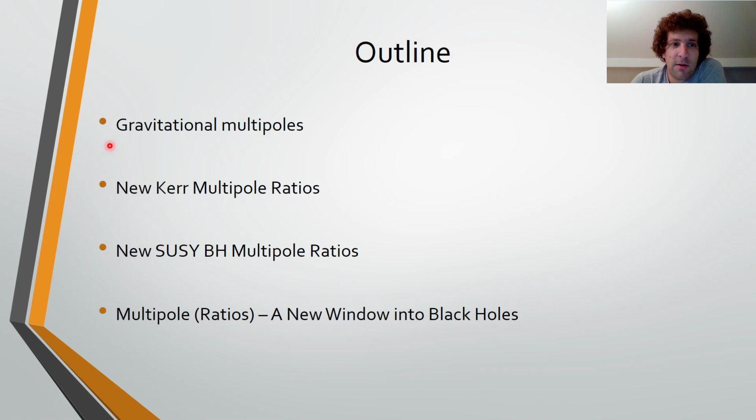I'd like to tell you a little bit about gravitational multipoles just to set the scene. And then I'm going to tell you about introducing these multipole ratios, these new quantities for the Kerr black hole, the simple Kerr black hole. I'll also tell you a little bit about how to calculate these multipole ratios for the supersymmetric black hole, which is of more theoretical significance than the Kerr black hole, of course, which also has observational consequences, which I will then talk about in the last part here.